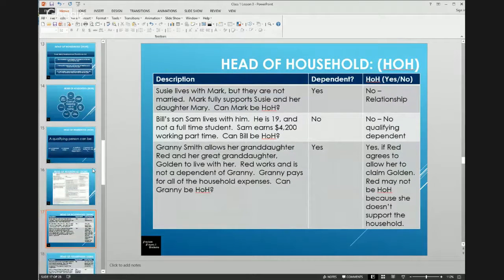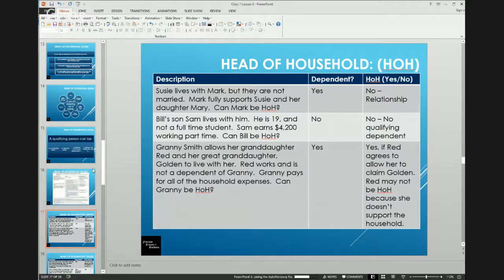So we're going to go through a couple of examples here. Susie lives with Mark, but they are not married. Mark fully supports Susie and her daughter, Mary. Can Mark be head of household? First, let's look and see, does Mark have a dependent? Yes, he has two dependents. Susie and Mary can both be Mark's dependent.